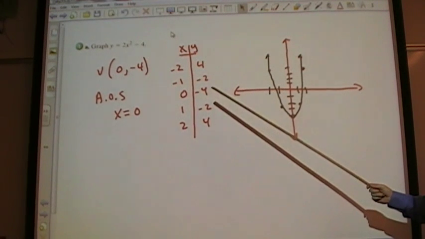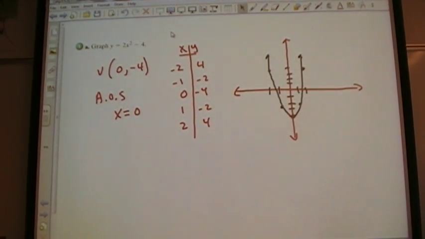You can pick any X value you want. I'll probably end up giving you the table to use, so you have to come up with the Y values. Then plot those points and graph.